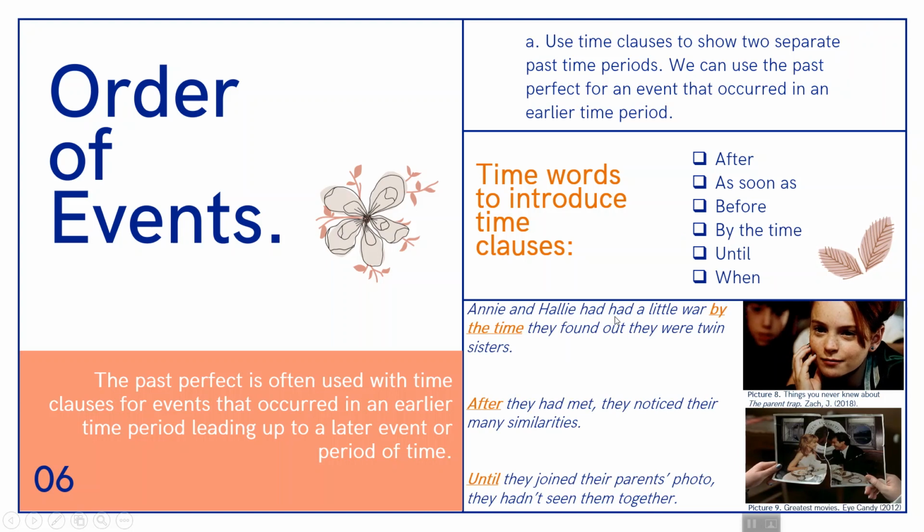Annie and Hallie had had a little war by the time they found out they were twin sisters. So, which happened first? Well, they had a little war. Remember that they were like enemies, let's say. But then they realized they were sisters, okay? So we are introducing the time clause. By the time they did this, the little war had happened, okay?